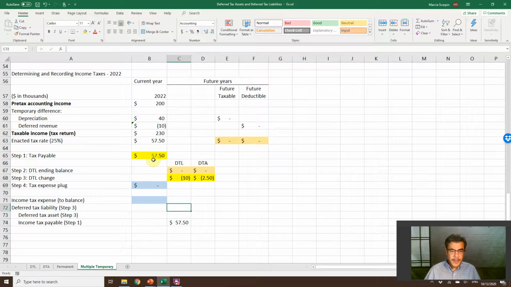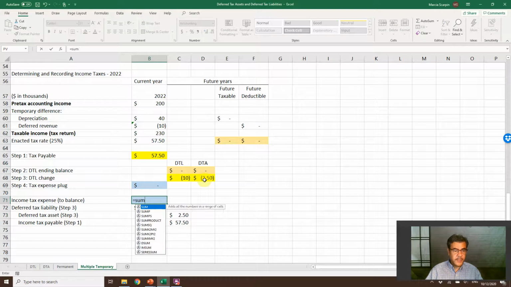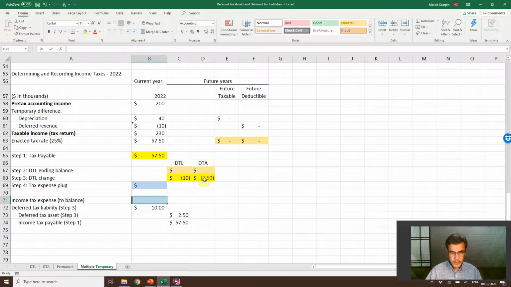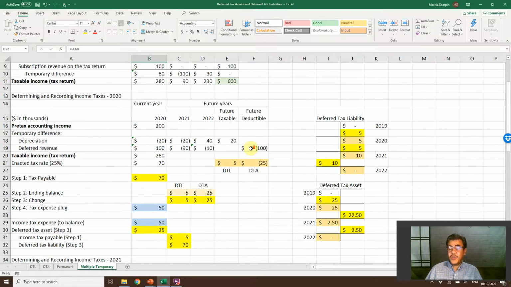Deferred tax liability decreasing, so we need a debit, 10. Asset decreasing. We need a credit now, 2.5. And the income tax expense, it is, whoops, sum of our credits less our debit here, 50. And how do we present it in our balance sheet?